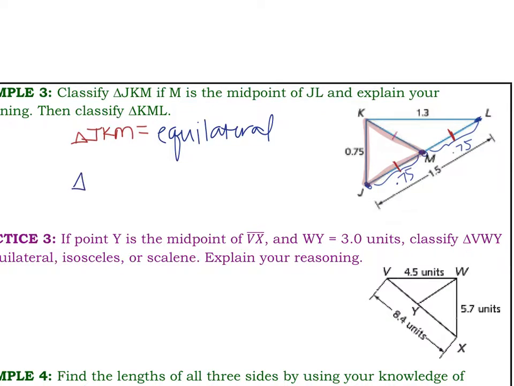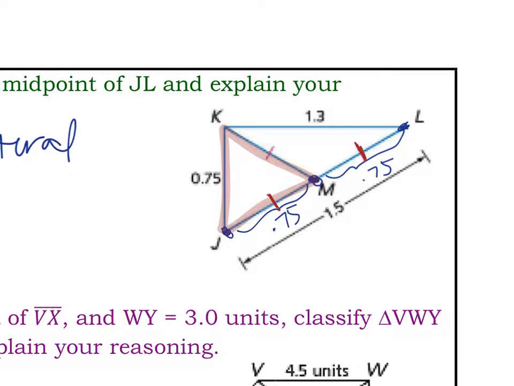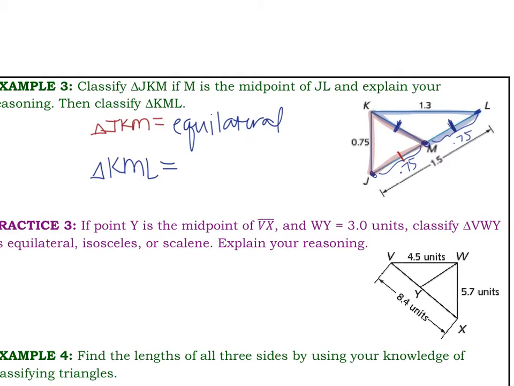So if I look at the other one, triangle KML, well, what's going on there? 2 congruent sides. Yeah, so what is it that I have? I have this leg right here, which is 0.75. This is here, which is 0.75, and then I have a different one that's a different length. So 2 congruent sides is an isosceles. 2 E's. There you go.